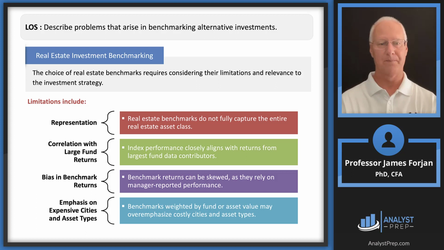So that makes sense. The index performance closely aligns with returns from largest fund data contributors, right? So there's probably a high correlation inside of that green box. There's probably some biases there. Maybe the returns are skewed.